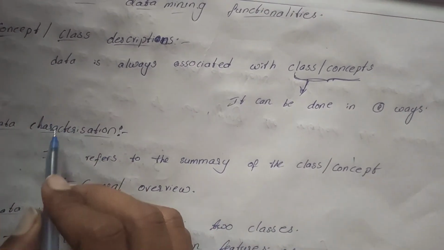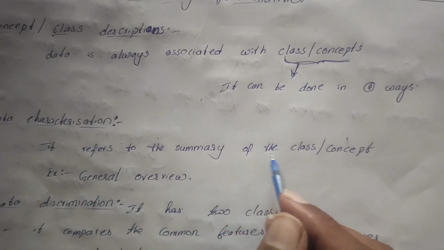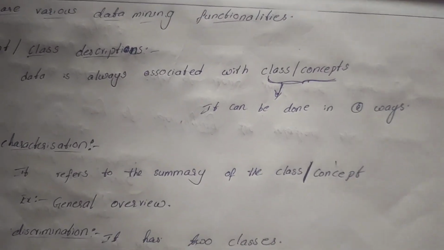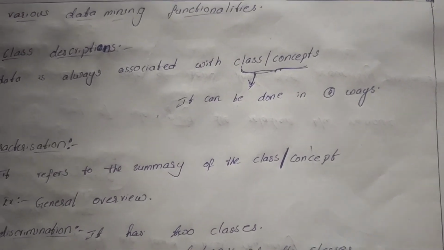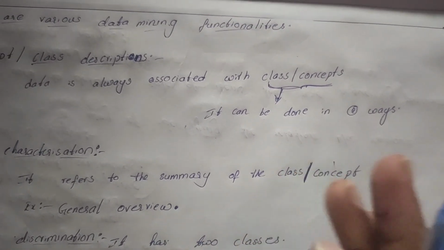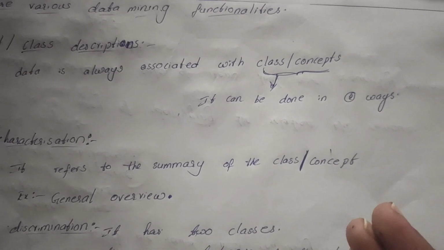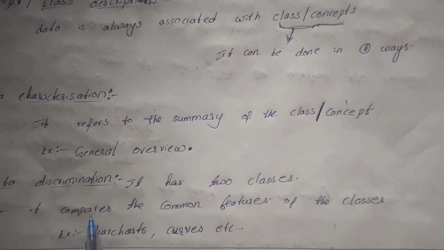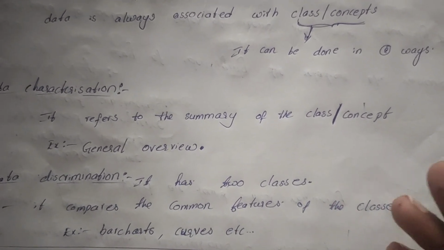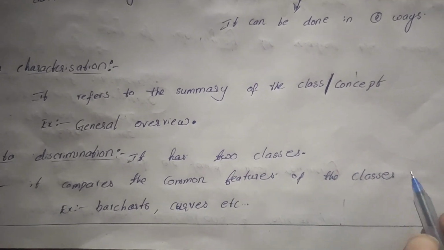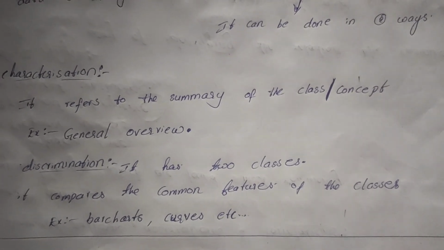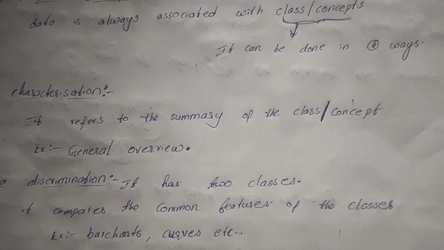Data characterization refers to the summary of a class or a concept. It describes the summary of that class or concept, for example, a general overview of that class or concept. Data discrimination: where there are two or more classes, it compares the common features of those classes, for example, bar charts, curves, graphs, etc. It describes common features of that class.